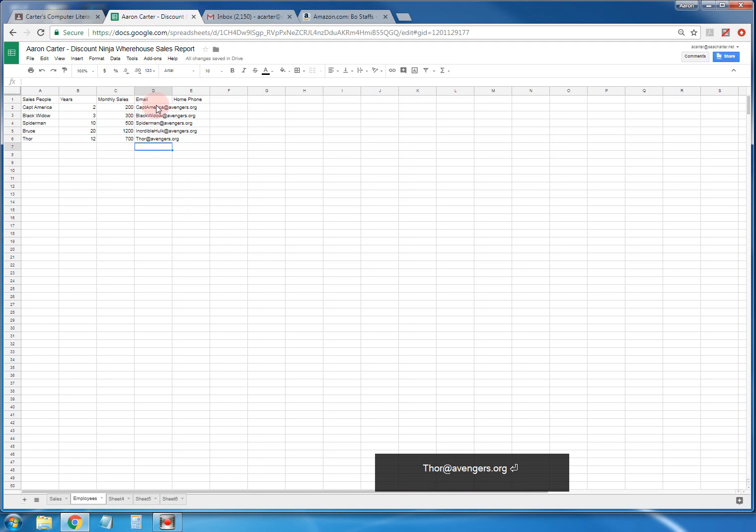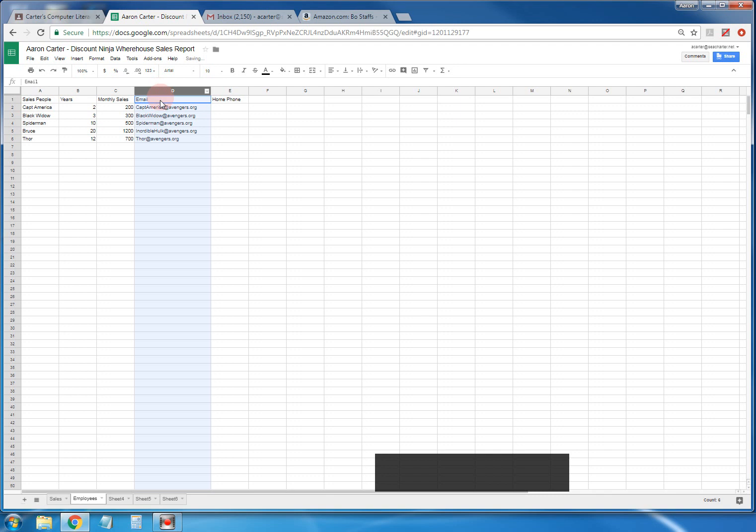And you see how this is running over into this column? Let's go ahead and make column D wider. We need some more room, so let's make it wider. And then home phone, whatever, okay? 555 123 4567. Whatever, make something up. This is the easy part of the assignment.